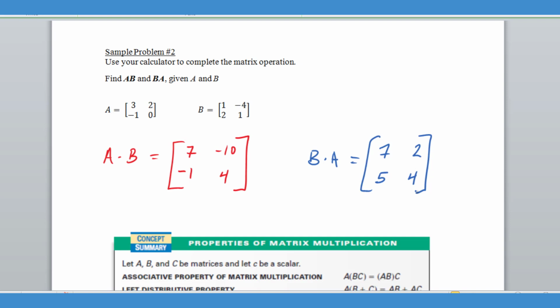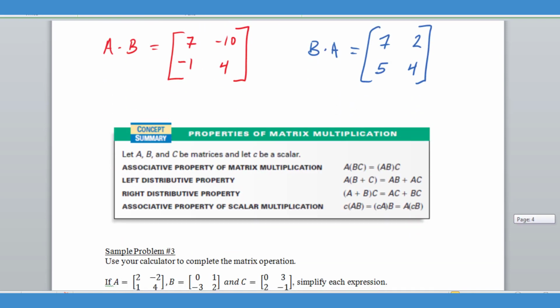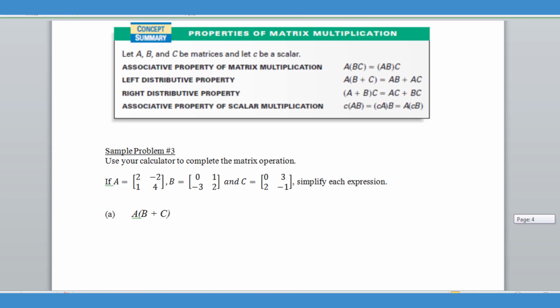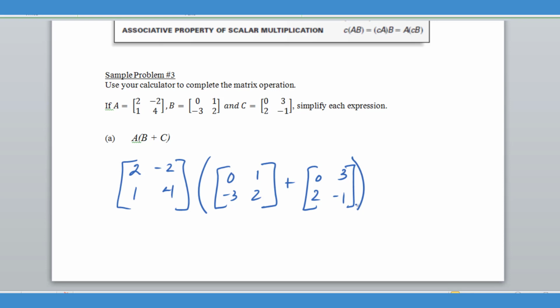So let's take a look at some other properties that do work for matrices. You can see that the associative property works. That's just a regrouping of 3 different matrices. The distributive property works in both ways, and the associative property of scalar multiplication also works. So go ahead and try that now.